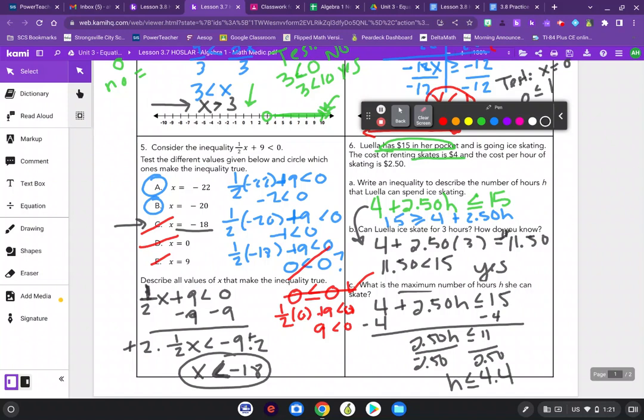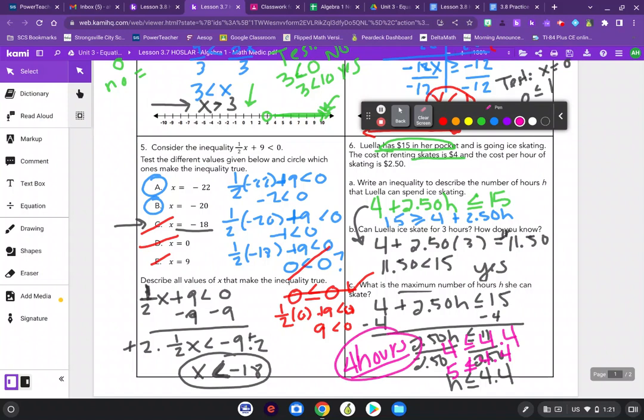So I could skate for 4 hours. I could not skate for 5 hours because 5 is not less than 4.4. So the most I can skate is 4 hours. 4 is less than or equal to 4.4. So the maximum number of hours is 4.